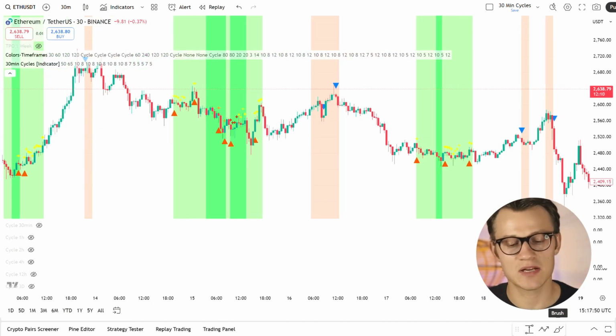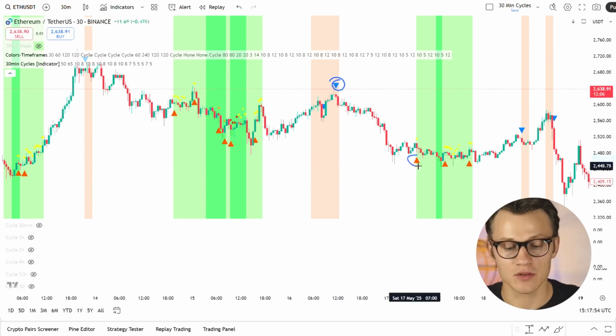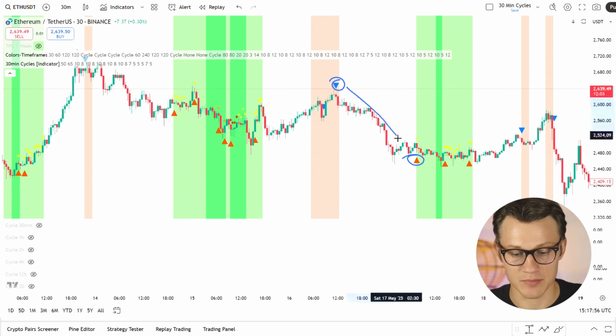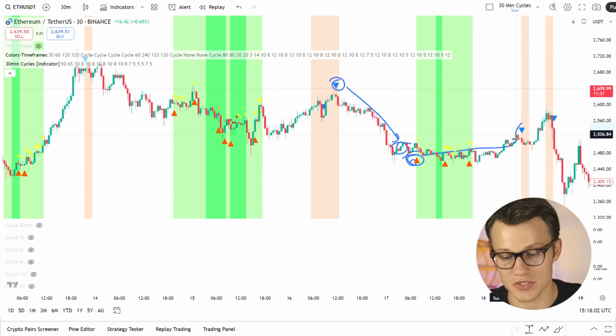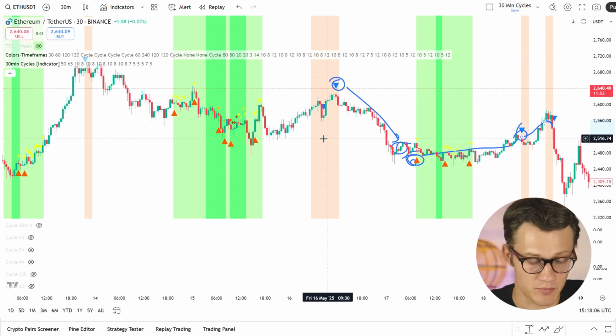Now, the most basic way to trade it is you short when you see a blue icon and you long when there's a red icon. You simply open the short, you close the short, you open a long, and then you close the long once you reach the blue arrow, the first one or the second one, depending on your risk management preference.